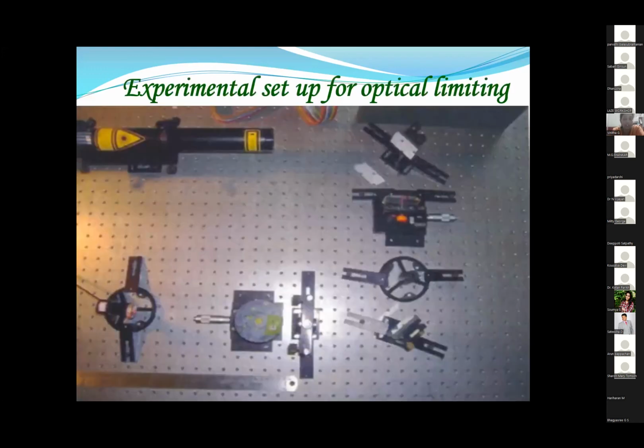So this is the setup for optical limiting, in which you have a variable beam splitter to change the intensity. We find the valley point from the Z-scan, and we keep the sample at the valley point with the same aperture. The same Z-scan, with a slight modification using a variable beam splitter, and I can get the optical limiting done.